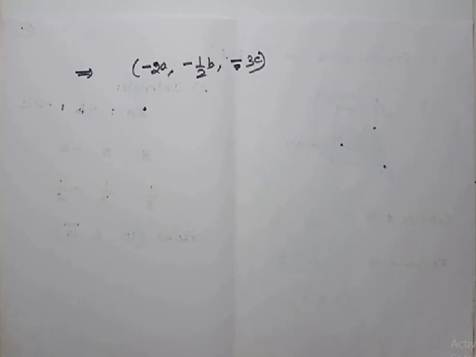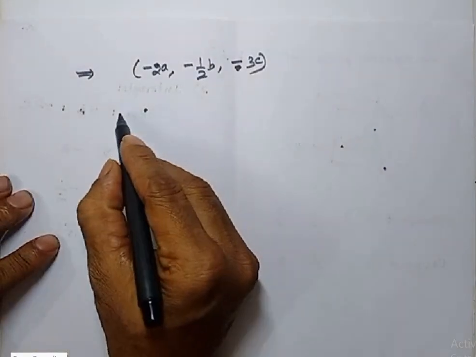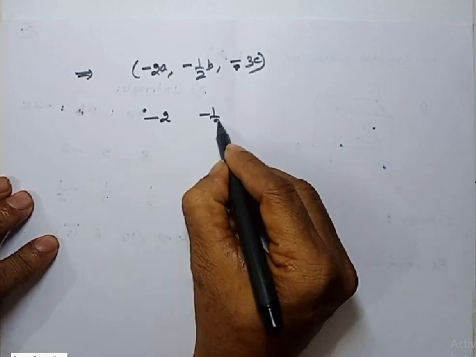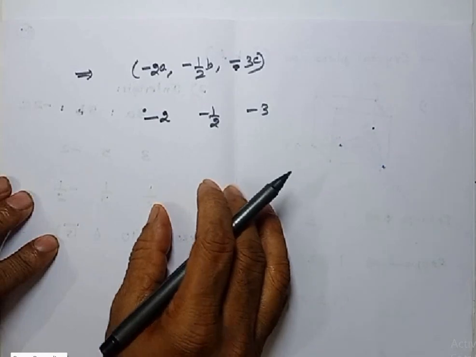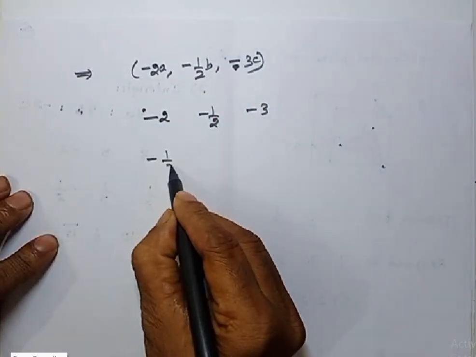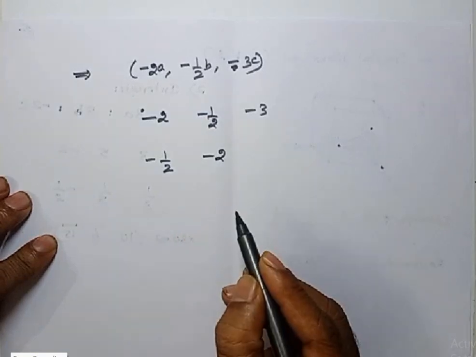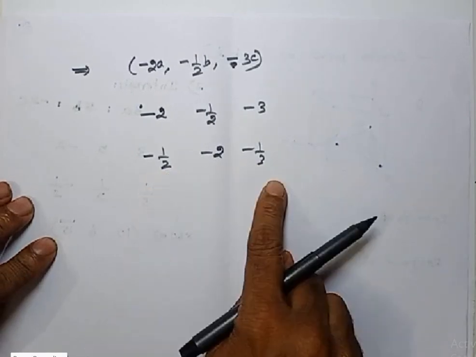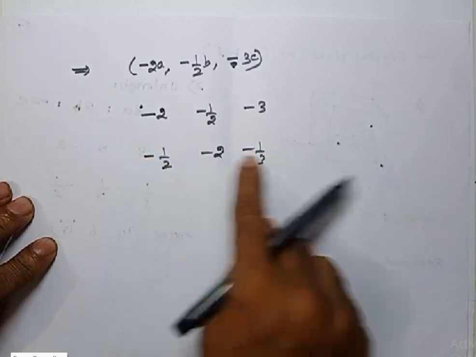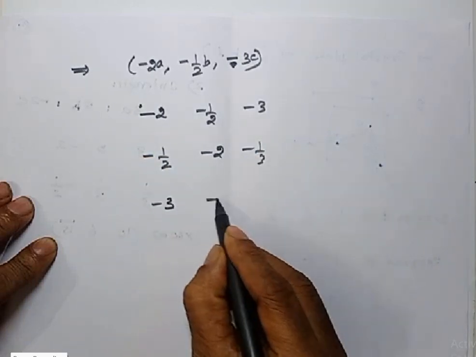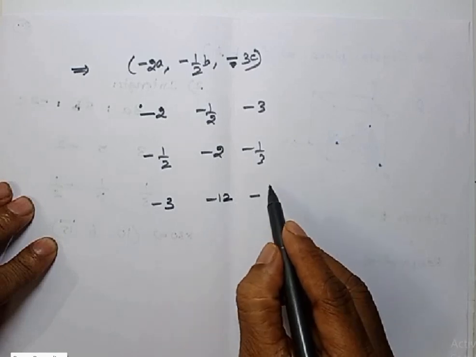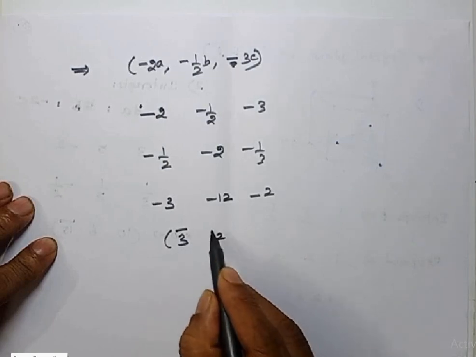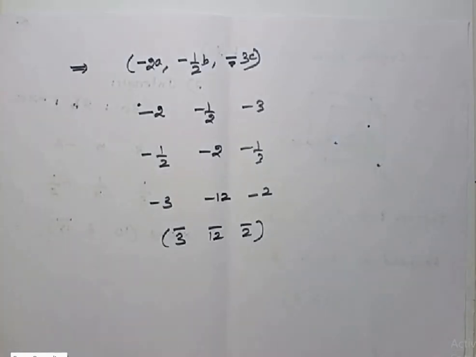Take note. Now I'll do this problem. Listen. The first step is to remove a, b, c. Write the coefficients: minus 2, minus 1 by 2, minus 3. Now take the reciprocal. The reciprocal of minus 1 by 2 is minus 2, and this is minus 1 by 3. Now I have 2 here and 3 here. We need to remove the fraction. 3 into 2 is 6, so multiply throughout by 6. You will get minus 3, minus 12, minus 2. So the Miller indices are 3 bar, 12 bar and 2 bar. Take note.